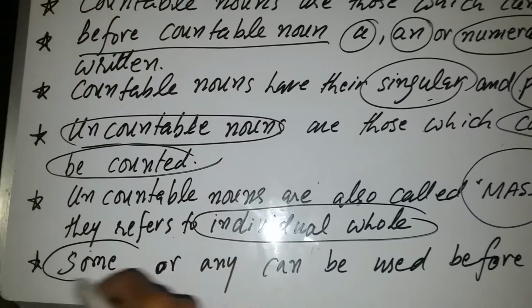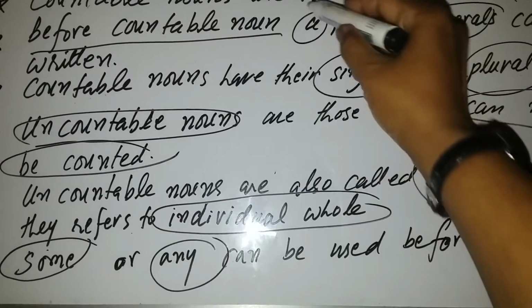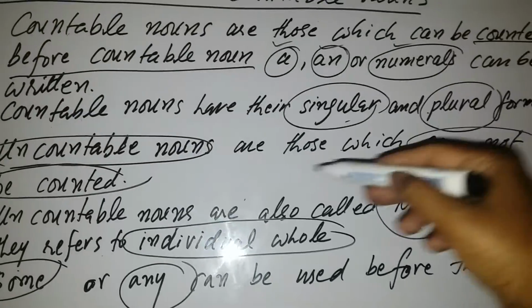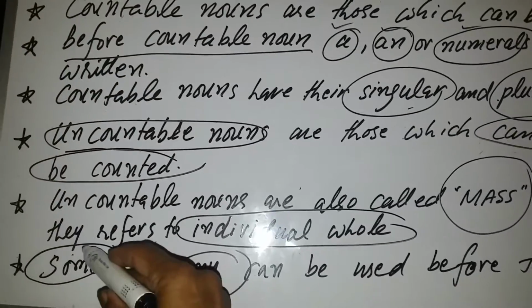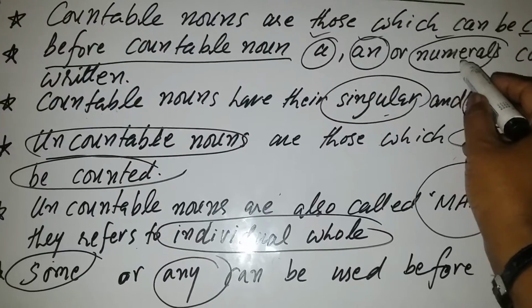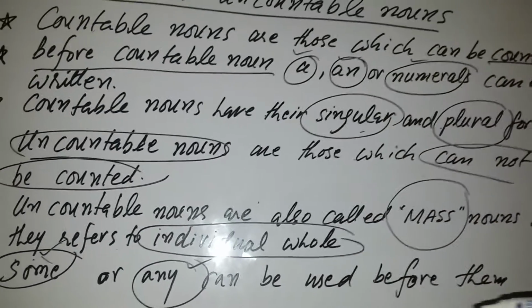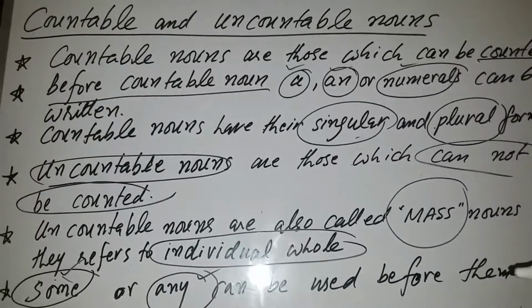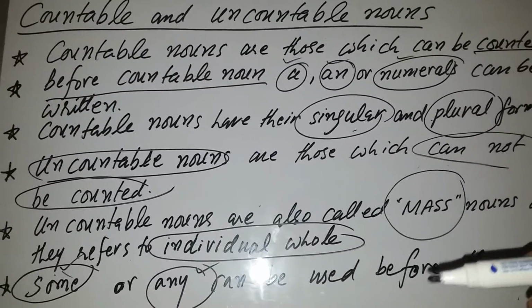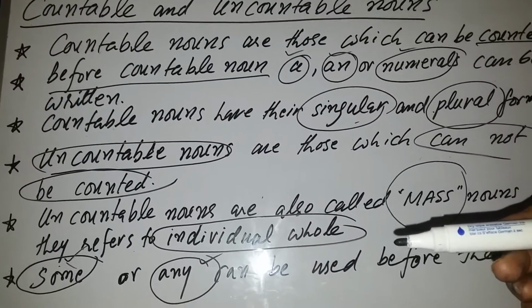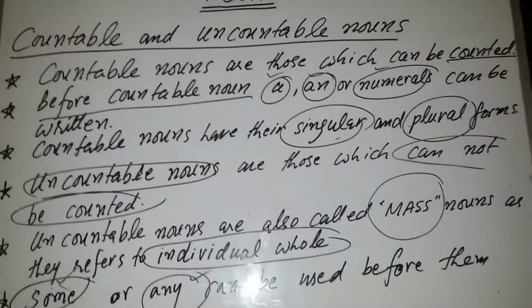Some and any. With a countable noun, you can use a, an or a numeral before the noun, but with an uncountable noun, no a, an or numeral will be used, but some or any can be used before them. This is the definition of countable and uncountable nouns, and this is the difference between these two types of nouns. Now I will give you examples and everything will be clear to you.